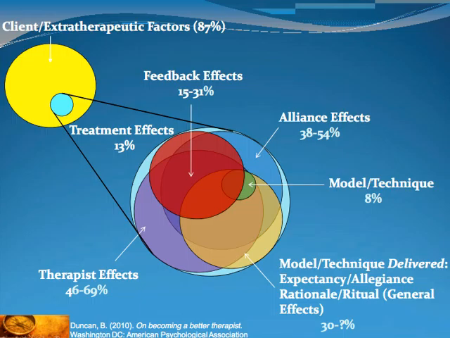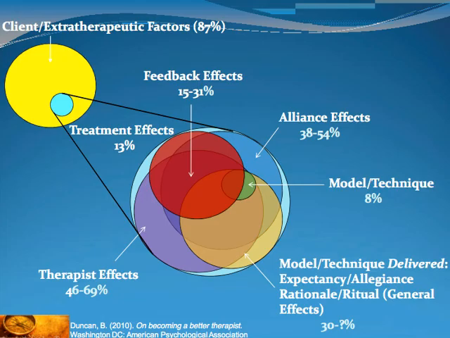Here's a graphic that helps us understand what exactly common factors research and Bruce Wampold's research is all about. This is the results of his meta-analysis. The yellow circle at the top left, let's look there first. So the yellow circle represents the reasons why clients change. In other words, what factors cause a positive outcome to happen or not happen? What are the reasons why clients change?